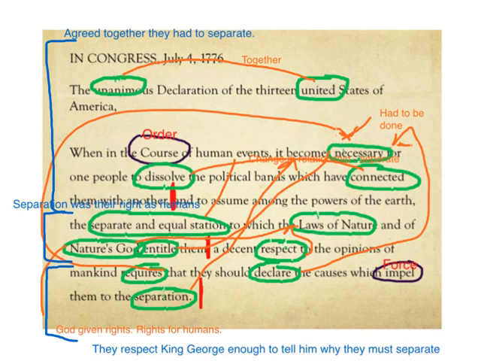So now I have to put it all together into one great big idea. I see that I wrote, they agreed that they had to separate. Separation was their right, and they respected King George enough to tell him. So at the top of the page, I'm going to put in my big idea, my conclusion, that they agreed it was their right to separate, and that the rest of the Declaration of Independence was their reasons.